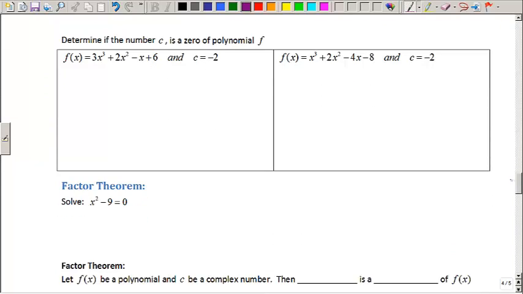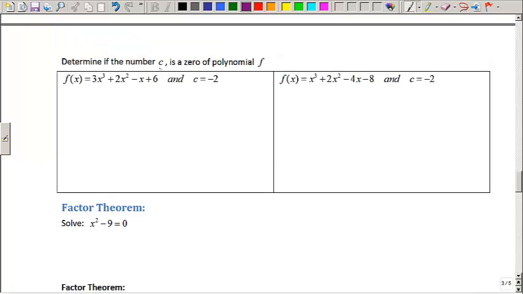So next we're going to use that definition of zero to determine if this number c that I'm giving you is actually a zero of the polynomial. Well, in order for c to be a zero of the polynomial, we just said by the definition that f of c must be equal to 0. Using the remainder theorem, instead of plugging in -2 into the values, I'm going to use synthetic division.